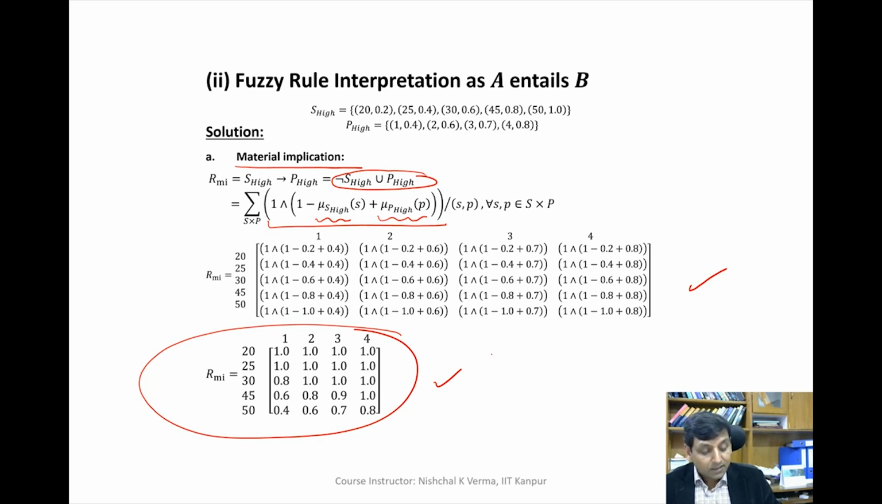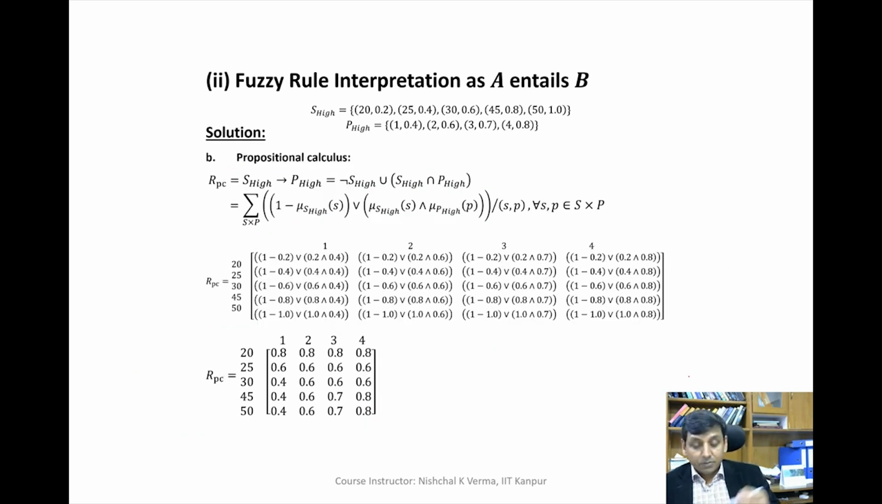So we can write here the fuzzy relation matrix RMI, and MI is nothing but the material implication.